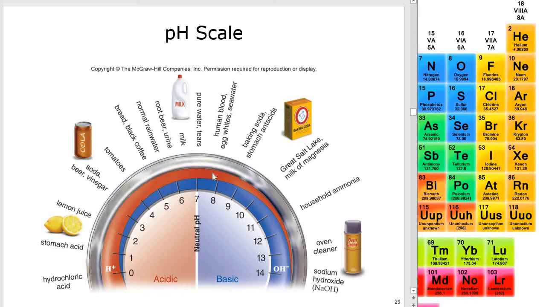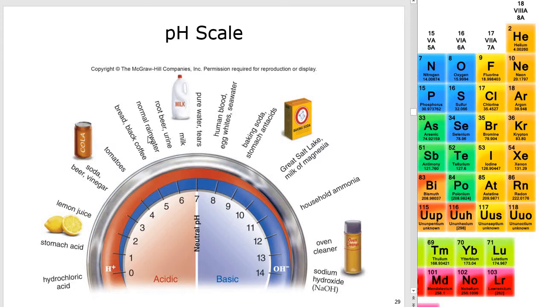Now human blood, we already mentioned that a little bit, so we have to maintain this very narrow range of pH around 7.35 to 7.45. Other things around us are seawater and egg whites. Now on a pH scale, 7 is considered neutral. That's the very middle, because the pH scale goes from 1 to 14. So if something has a pH of 7, it's neither acidic nor basic, it's neutral. Anything less than 7 is going to be acidic, so milk is slightly acidic.